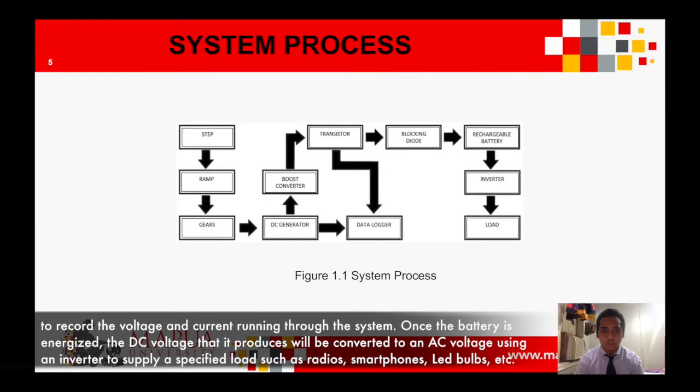The data logger is used to record the voltage and current running through the system. Once the battery is energized, the DC voltage that it produces will be converted to an AC voltage using an inverter to supply a specified load such as radios, smartphones, LED bulbs, etc.